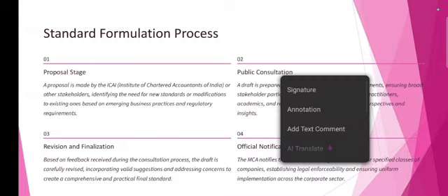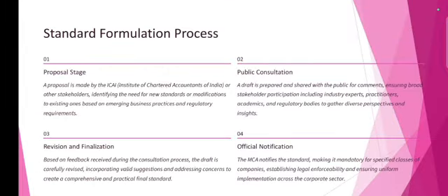The next one is revision and finalization. The third step is revision and finalization. In this, based on the feedback received from the previous process, that is the consultation process, the draft is carefully revised, incorporating valid suggestions and addressing concerns to create comprehensive and practical standards. So the revision and finalization point says that from the previous consultation process, the draft is improved based on the suggestions given from the public.